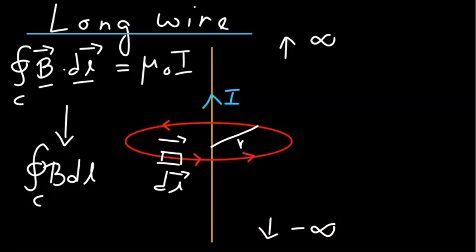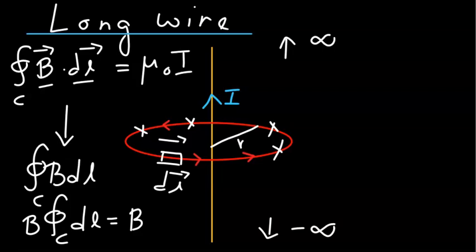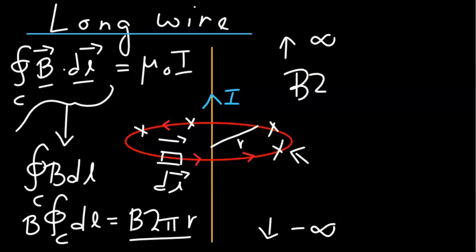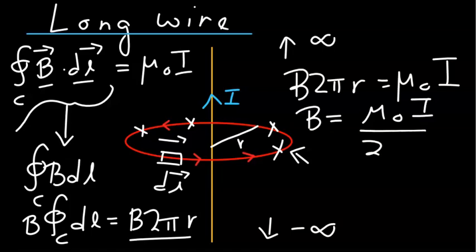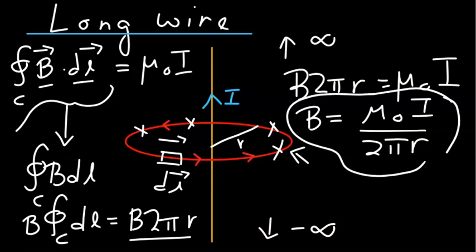Now we also know B is constant everywhere at that particular distance, namely r. So this integral will simply become B times the integral of dl, which is just B times the length of that circle. The length of the circle with the radius r is 2 pi r. Equating B times 2 pi r, which is the left-hand side of Ampere's law, to the right-hand side, which is mu naught times the electric current I, we can solve for the magnitude of the magnetic field at a distance r from where the current is. And that simply becomes mu naught I over 2 pi r. Now this is the expression for the magnetic field of a very long wire carrying a current I.